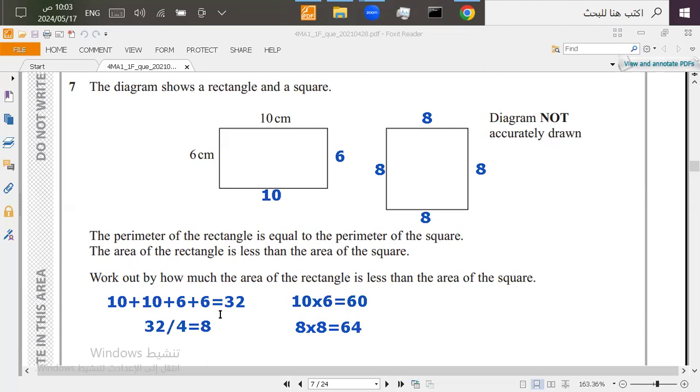Now, I want to know how much less the area of the rectangle is than the area of the square. So I'm going to subtract them from each other. 64 minus 60 will equal 4. So the answer is 4. Focus on the steps. First thing, I made these equal because it's a rectangle. And then I added them to find the perimeter. And then divided by 4 to find these. And then found the area here by multiplying width by length. And then I subtracted the areas to find the difference between them. Now, let's move on to the next question.